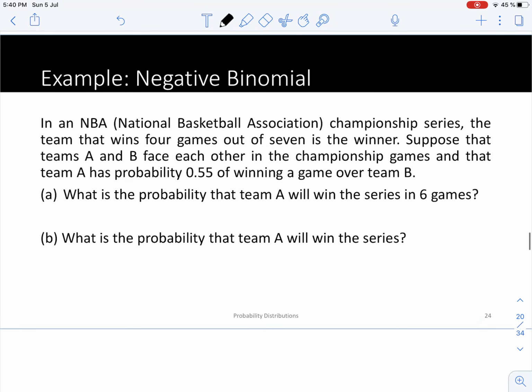Alright, let's check this example. In an NBA championship series, the team that wins 4 games out of 7 is the winner. That's like the normal way in which most of American sports are. Even baseball works in a similar way in the playoffs. Okay, so suppose that teams A and B face each other in the championship games, and that team A has a probability of 0.55 of winning a game over team B. So we will assume that this probability will remain the same regardless of the game that they are playing.